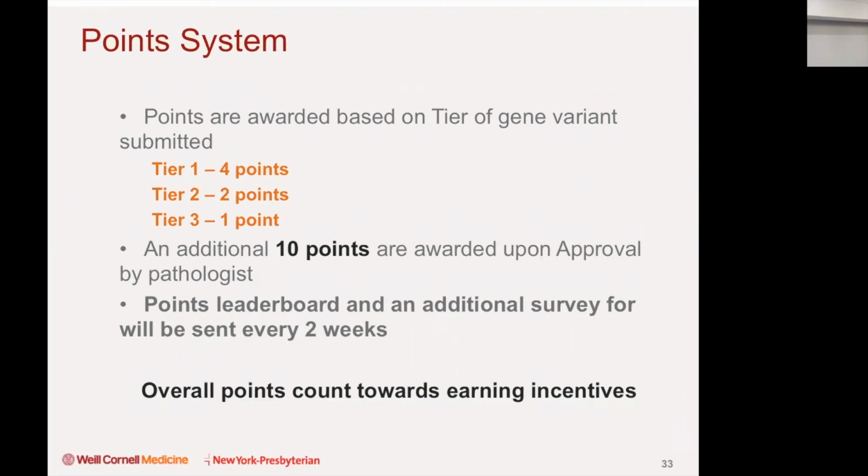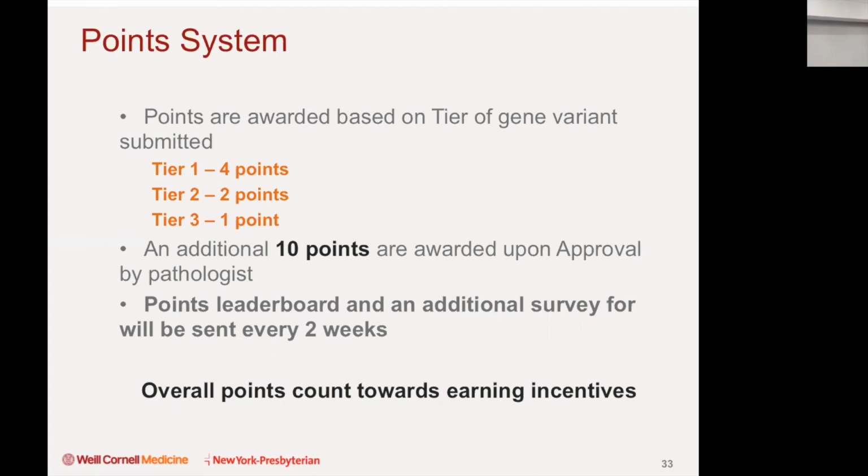Because we want you guys to focus on the most clinically actionable variants that we host, we are giving the most points for tier 1 variants. We want you guys to finish those first. After you submit, you'll get the points. Then, after you are approved for that submission, you will get an additional 10 points. Why is that? Well, we are trying to incentivize high-quality interpretations. We want you guys to focus your time on submitting a quality submission and not just on quantity.